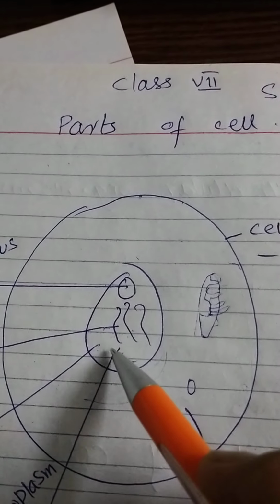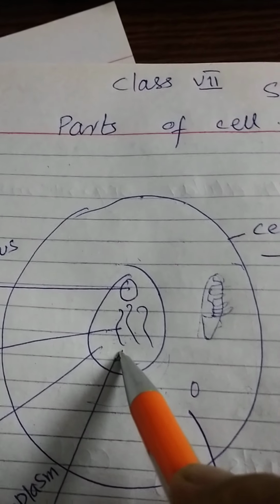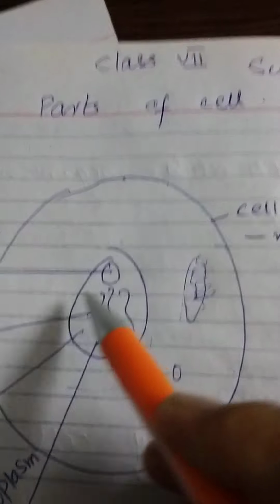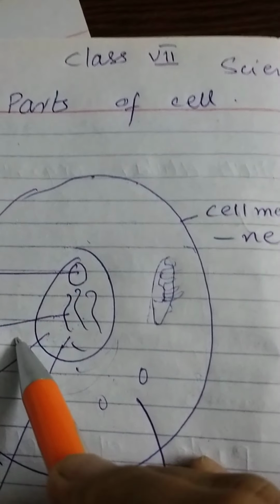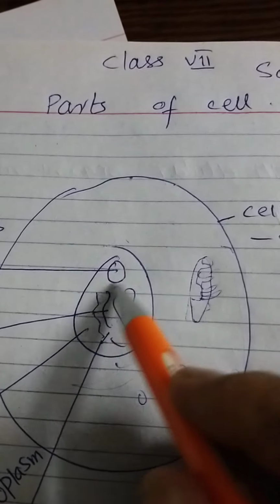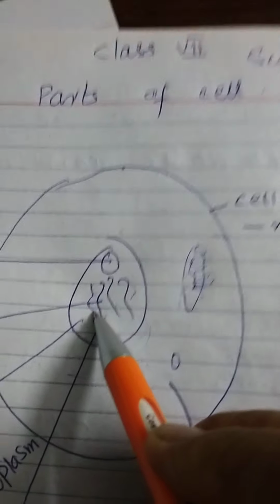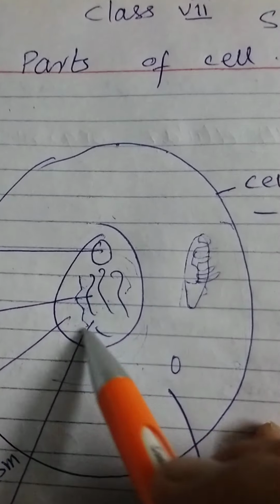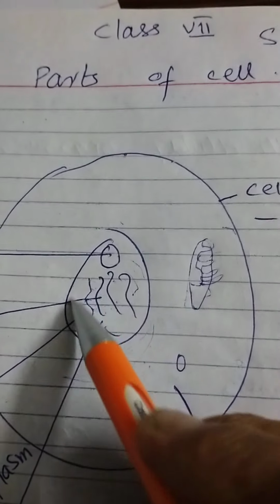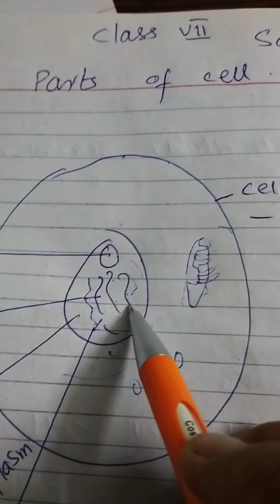It stores information to be passed on from one generation to the next generation, right? The number of chromosomes of any species remains constant. For example, human beings contain 46 chromosomes, right? The number of chromosomes in human beings is 46.